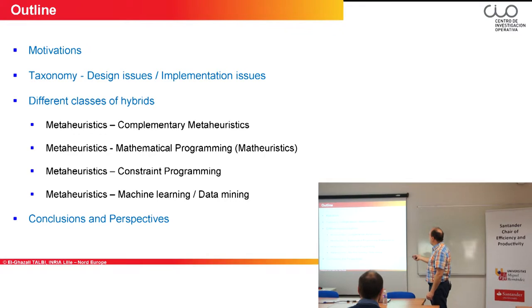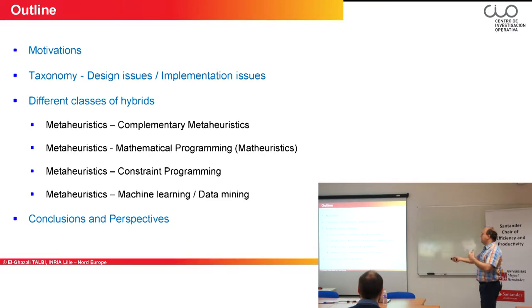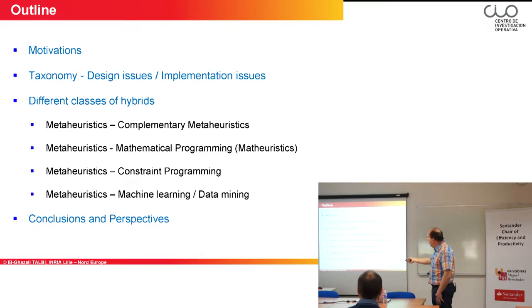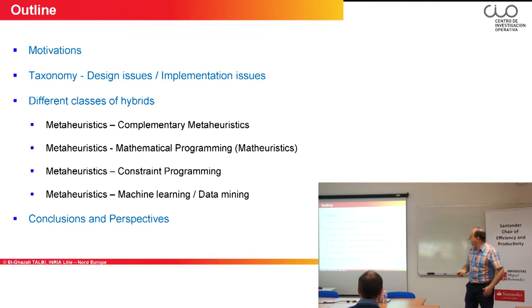Then I will show you what we can do combining metaheuristics with metaheuristics, because there are a lot of different families of metaheuristics. So those are more traditional combinations. Then for the different classes of hybrid techniques, I can show you some nice success stories in combining metaheuristics with mathematical programming. This is what we call today matheuristics. And of course, some well-known combinations of metaheuristics and machine learning or data mining algorithms. And then I will give you some perspectives and conclusion of this work.